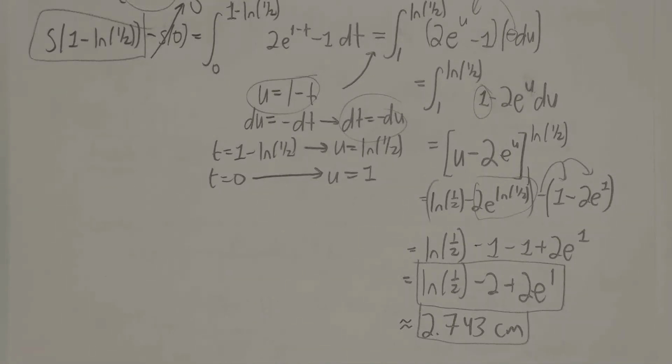Okay. Any other questions? Yeah? Why did the lower limit become 1? So if t equals 0 and here, you get 1. Oh, okay. Okay. Any others?